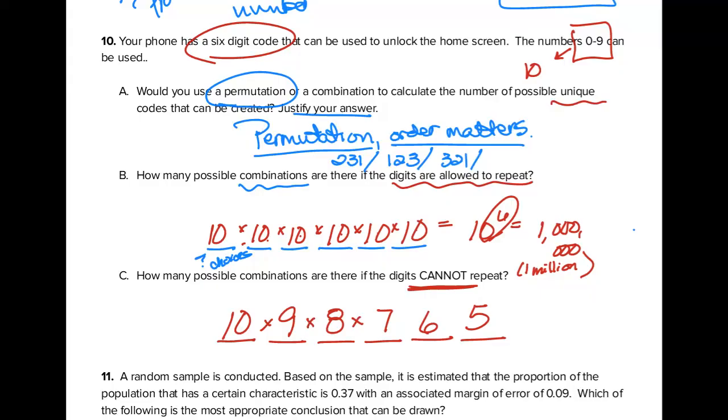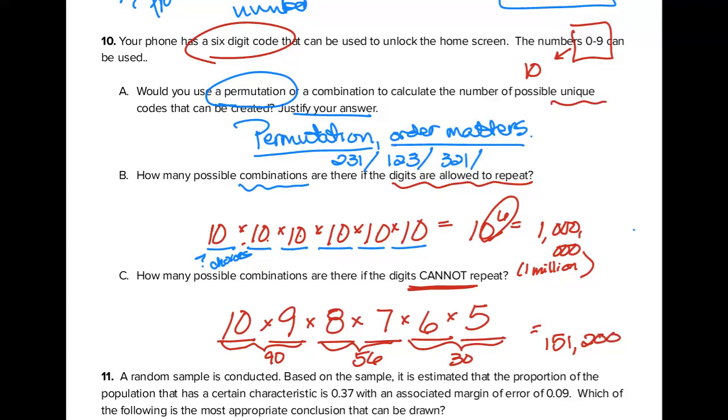So if you multiply these together, this would be 90. This would be 56. This would be 30. This is one way to do it. 90 times 56 times 30 is 151,200.